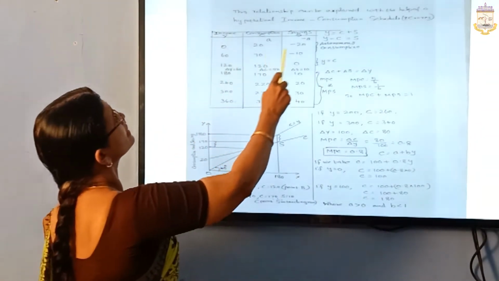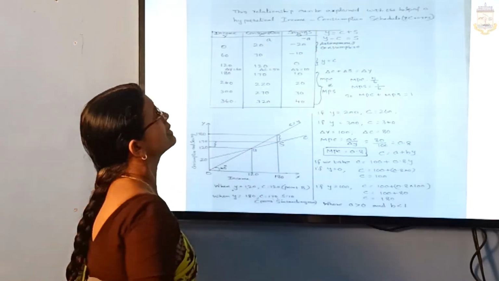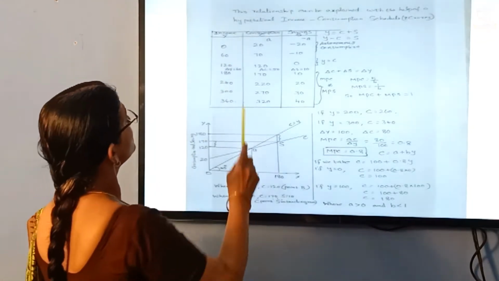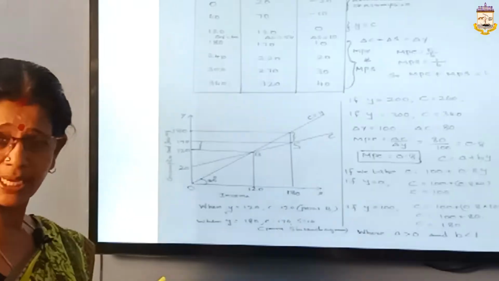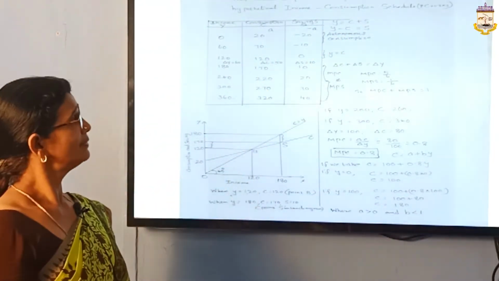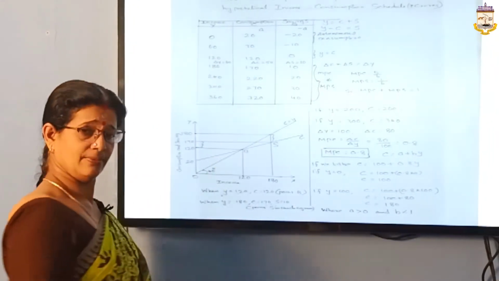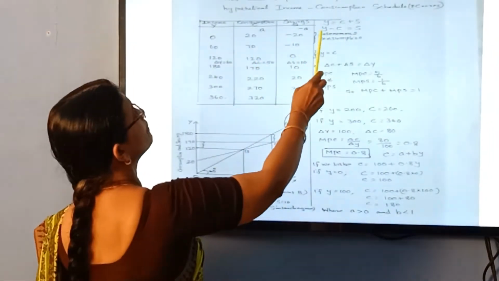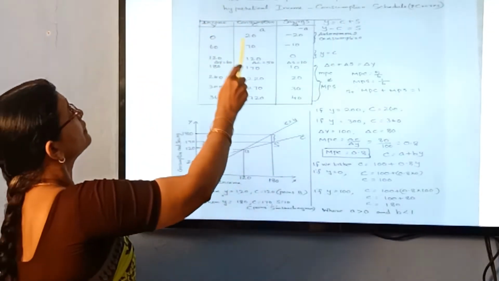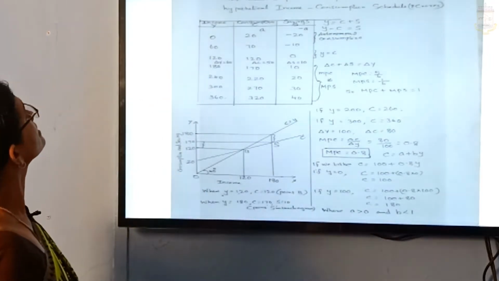So, this relationship can be explained with the help of a hypothetical income consumption schedule. And this schedule is based on the identity that y equal to C plus S. Of course, y minus C equal to S. Naturally, y minus S equal to C. Upon this only, the entire income consumption schedule is based.